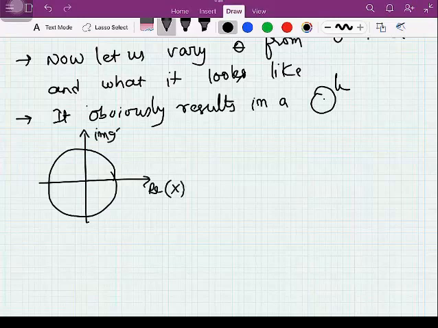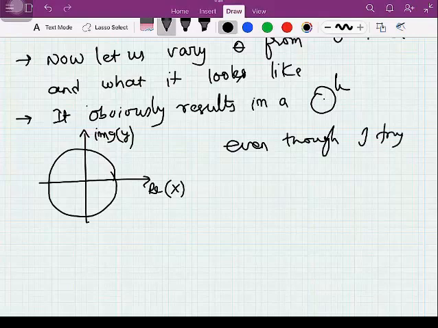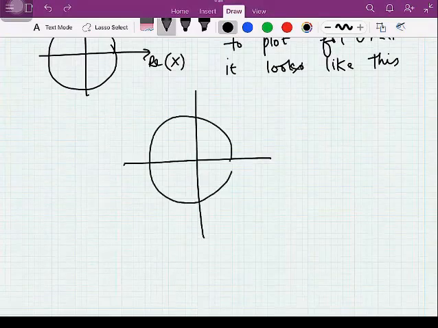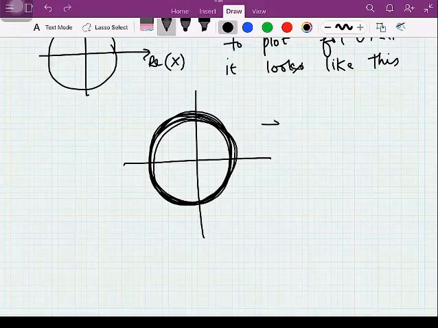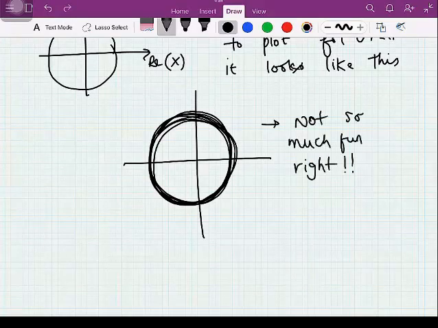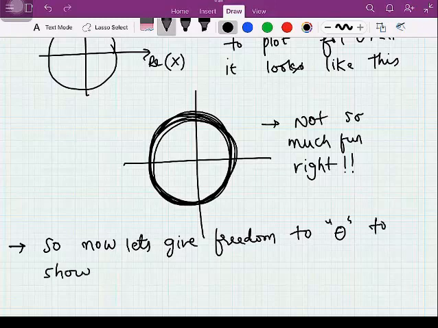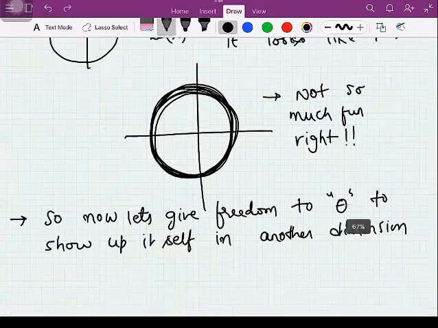And what if we vary theta greater than 2π? We can do that. But how does it look? Since this is a periodic structure, the same pattern repeats and you can't identify the change. This is because we have not given any freedom to theta. So now let us give some freedom to theta and show it up in another dimension.